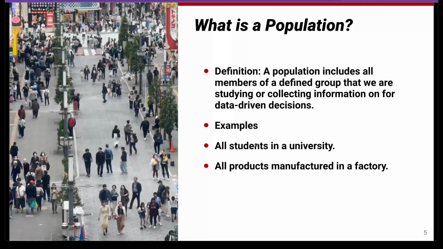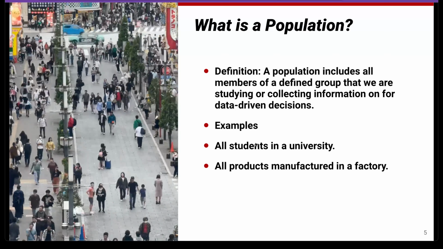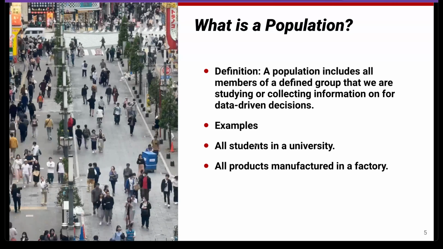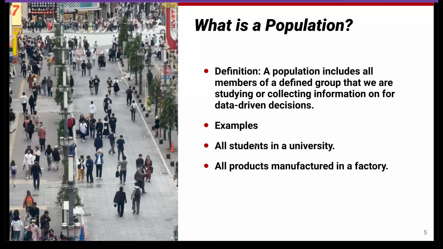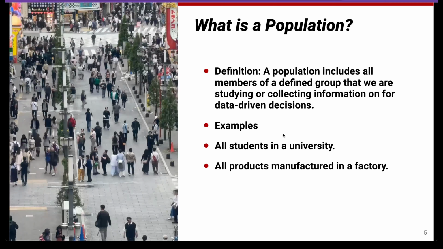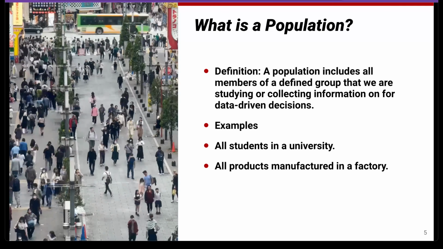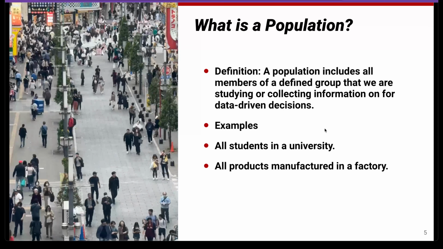So, again, we've talked about this. What is a population? A population includes all members of a defined group you're studying or collecting. Just all members, okay? Now, why is this important? Because sometimes we can't always get all the members. We can't always contact all the members. Sometimes it's just too expensive to do, even if we can.